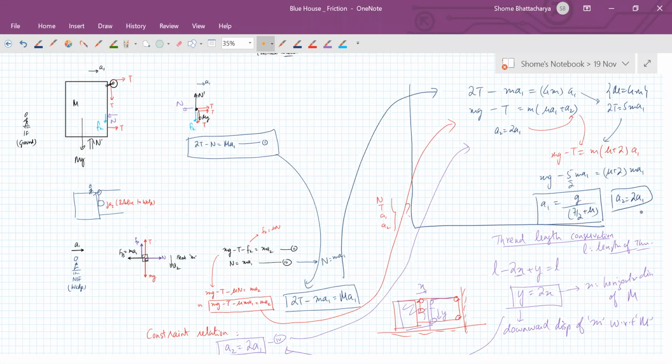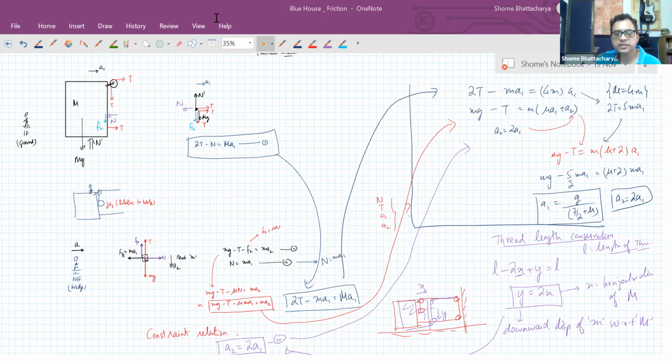Now mu I think was 0.3. So this will become g upon 3.8, because 7 by 2 is 3.5. Here we shall come to the virtual power again. Just finish writing down these equations and the solving, and I will explain the virtual power method again.